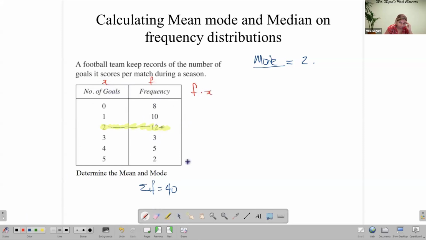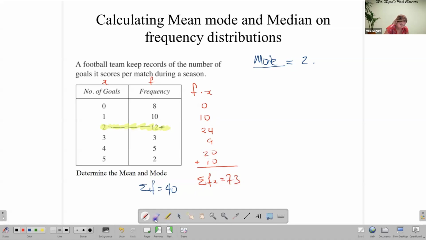So let's do that. 0 times 8 here is a 0. 1 times 10 is 10. 2 times 12 is 24. 3 3s are 9. 4 5s are 20. And 2 5s are 10. And now we have the sum of the number of goals. So we can add up that, and once we add that, 10, 30, 50, 60, 73, we realize that we get 73 there.